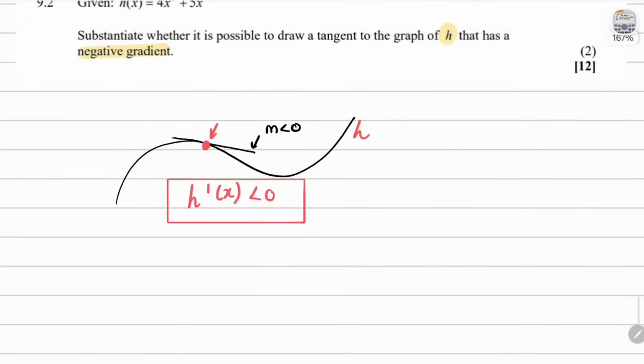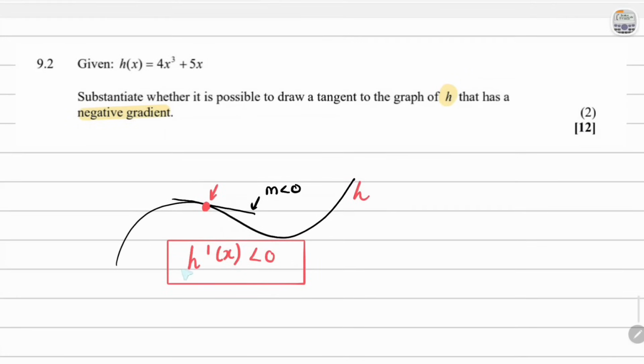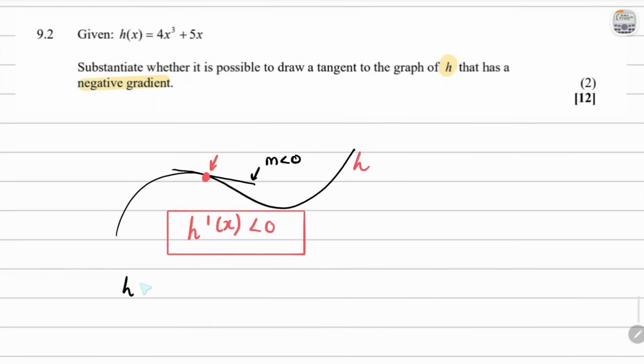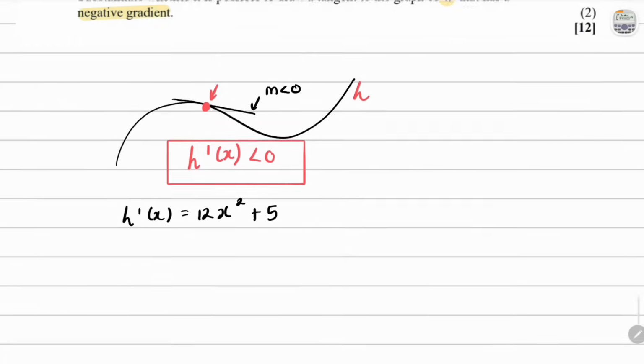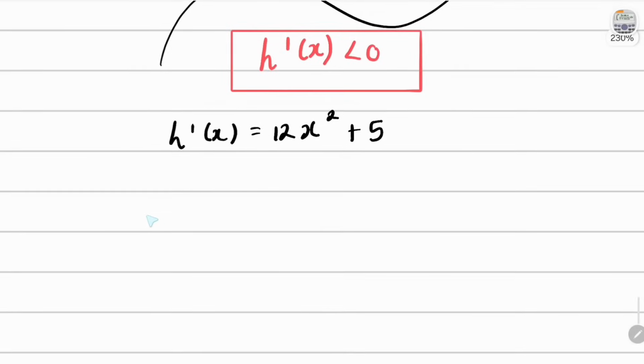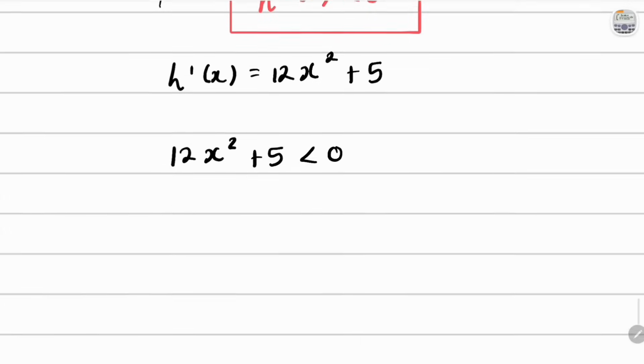So we're going to need the graph of h, and we're trying to find out whether the gradient can ever be negative. So we need to differentiate that. Let's just find h prime of x. It is 12x raised to the power of 3 minus 1, which is 2. And then that's just going to become a plus 5. So this is h prime of x. The question is to find out whether this can ever be negative. Can it be less than 0?